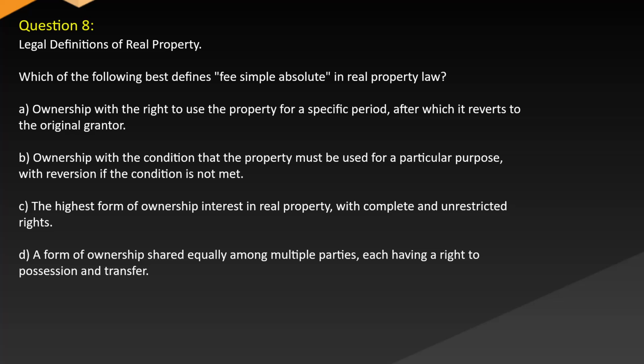Question 8. Legal definitions of real property. Which of the following best defines fee simple absolute in real property law? A. Ownership with the right to use the property for a specific period after which it reverts to the original grantor. B. Ownership with the condition that the property must be used for a particular purpose, with reversion if the condition is not met. C. The highest form of ownership interest in real property with complete and unrestricted rights. D. A form of ownership shared equally among multiple parties, each having a right to possession and transfer.